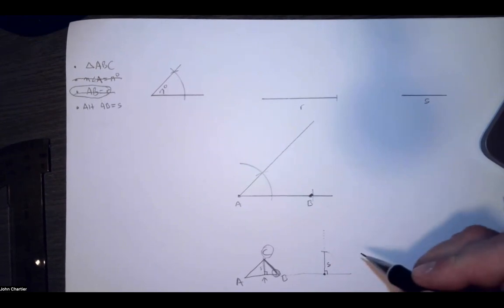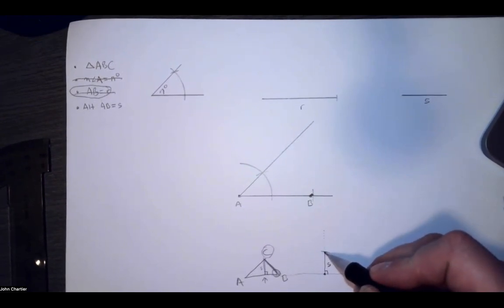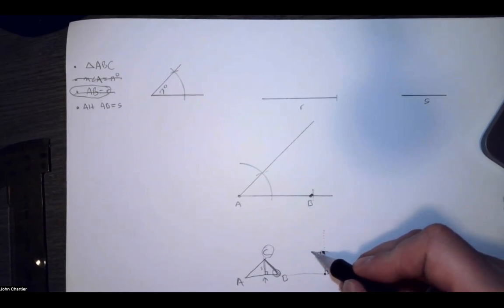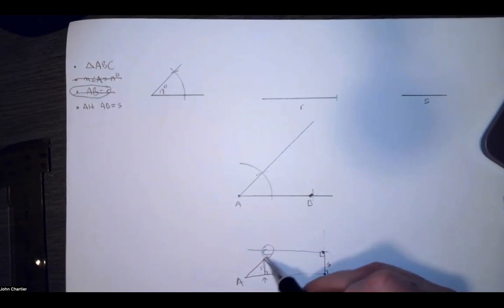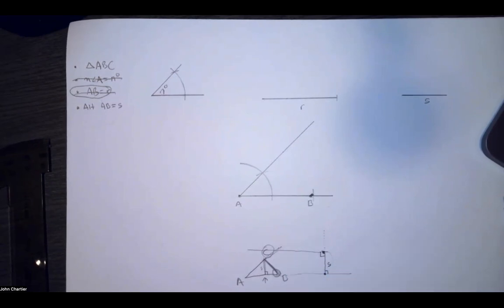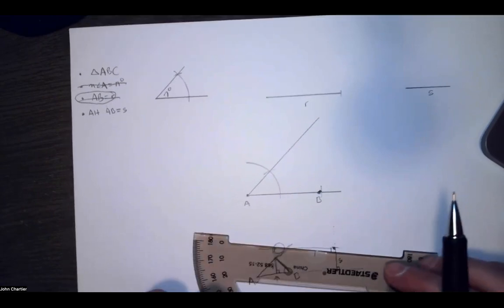So there's length S. And then I can make another perpendicular. So another right angle right here, and extend this over, and wherever this will intersect, that's where I'm going to want my point C to be. So that's what I'm going to do. All right, play that again a couple times. Make sure that makes sense.